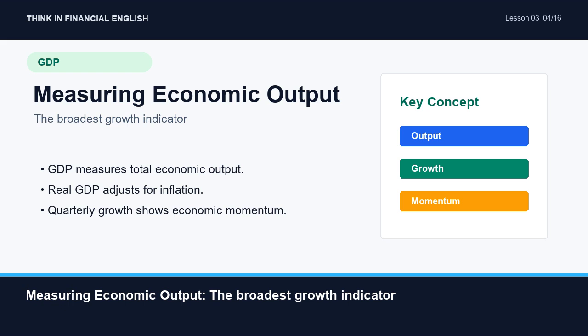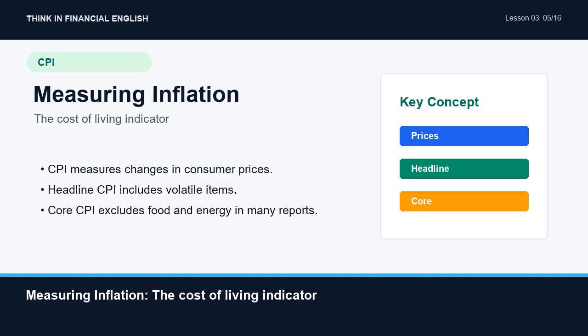CPI is important because inflation changes purchasing power, interest rate expectations, and the cost of doing business. CPI stands for Consumer Price Index. It measures how consumer prices change over time. Headline CPI includes all items, including volatile food and energy prices. Core CPI often excludes food and energy, so analysts use it to understand underlying inflation pressure. Core CPI matters because it removes volatile items. That helps analysts judge whether inflation pressure is temporary or becoming more persistent.